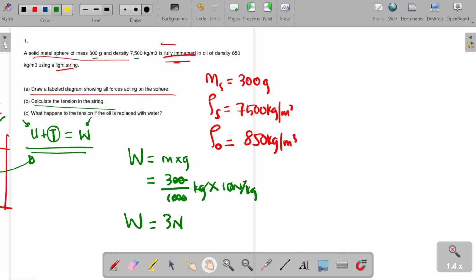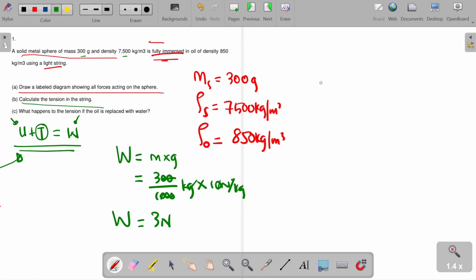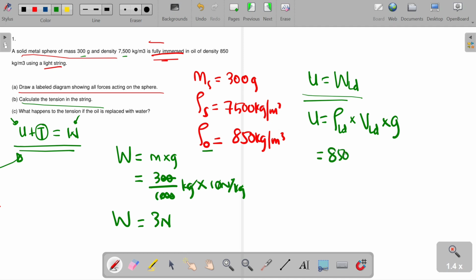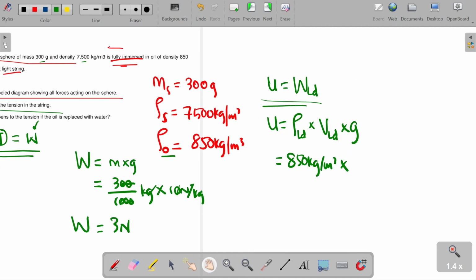What next? We need to find the upthrust. Remember, upthrust is equal to the weight of the liquid displaced, and this is from Archimedes' principle itself. So upthrust will be equal to rho, the density of the liquid displaced, which in this case is oil, times the volume of the liquid displaced, which will be equal to the volume of the object because it is fully immersed, times gravitational field strength. The density of the oil is 850 kg per cubic meter multiplied by the volume of the liquid displaced.